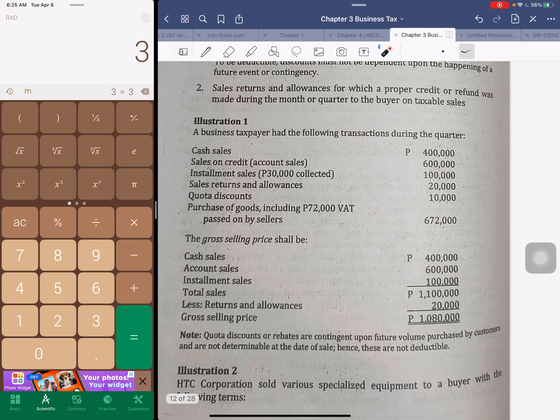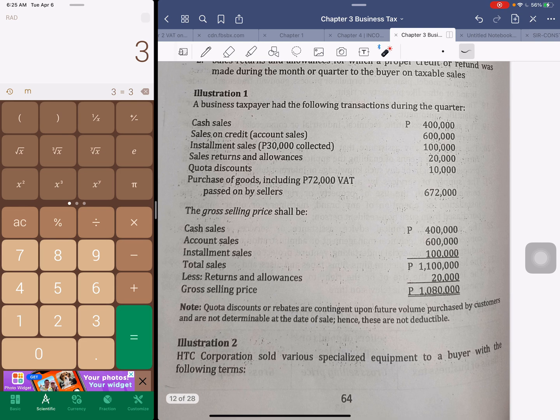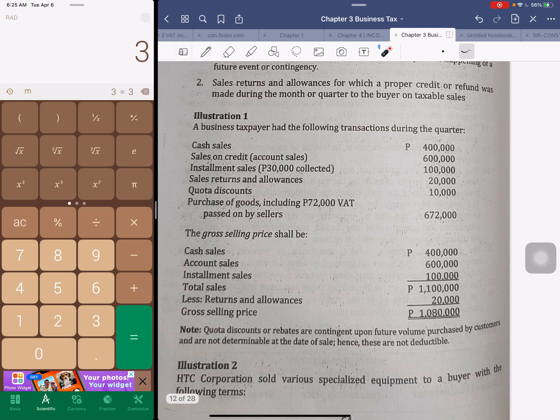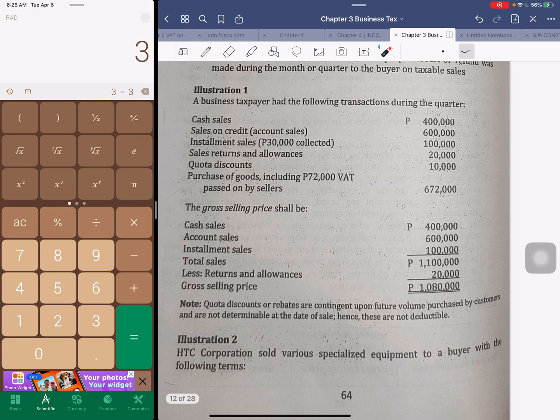The difference between the sales returns and allowances. So, in either case, pwede natin i-deduct doon sa gross selling price. Okay? So, on this problem sa illustration number 1, meron kasing pagsauli na naganap which amounted to 20,000. Therefore, pwede natin siya i-deduct.